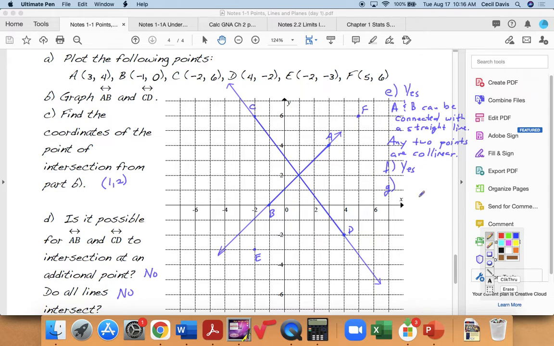All right. Part G. Do lines AB and DE intersect? Here's AB. Here's DE. Are they going to intersect? Yeah. At some point they will, right? So, yes. And it didn't ask you to explain, so you can just write yes. Let's take a look at H. Are points C, D, and B collinear?